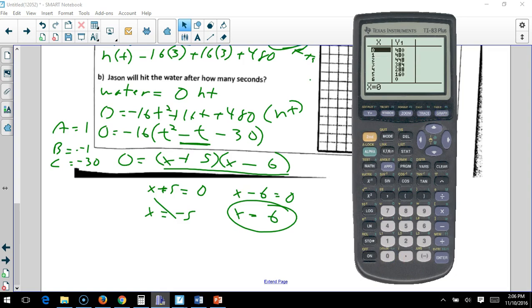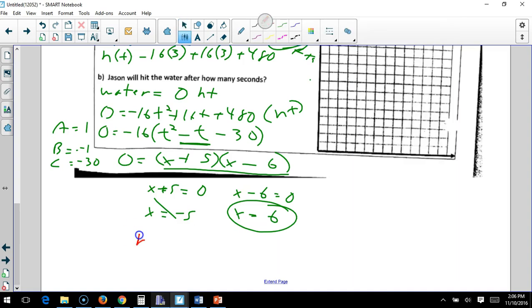So at 0 seconds, he's at 480. At 1 second, he's at 480. But look at here. At 5, he's at 160 feet, and at 6, he's at 0. So that's why if we would have made a mistake with the negatives and positives and said he was at the water at 5 seconds, he would have been early. So he actually hits the water in 6 seconds.